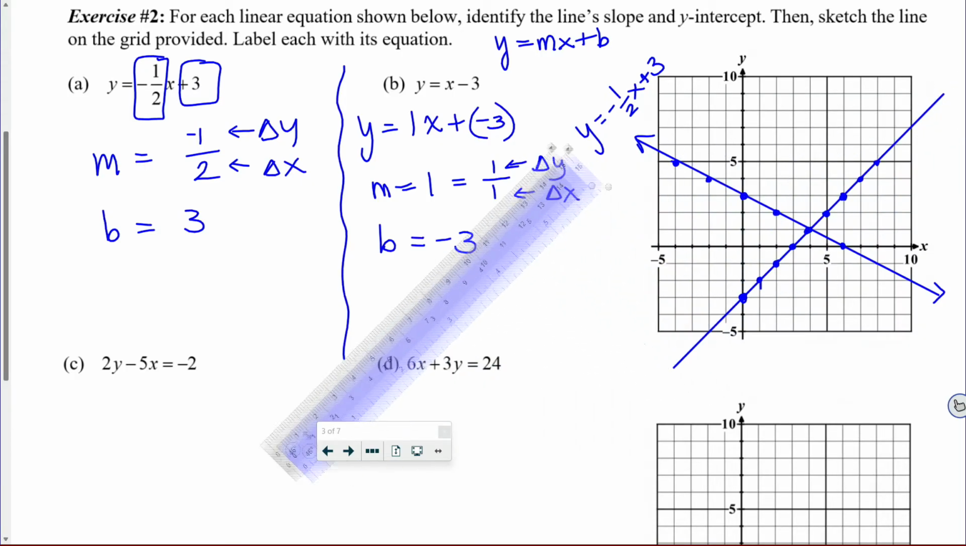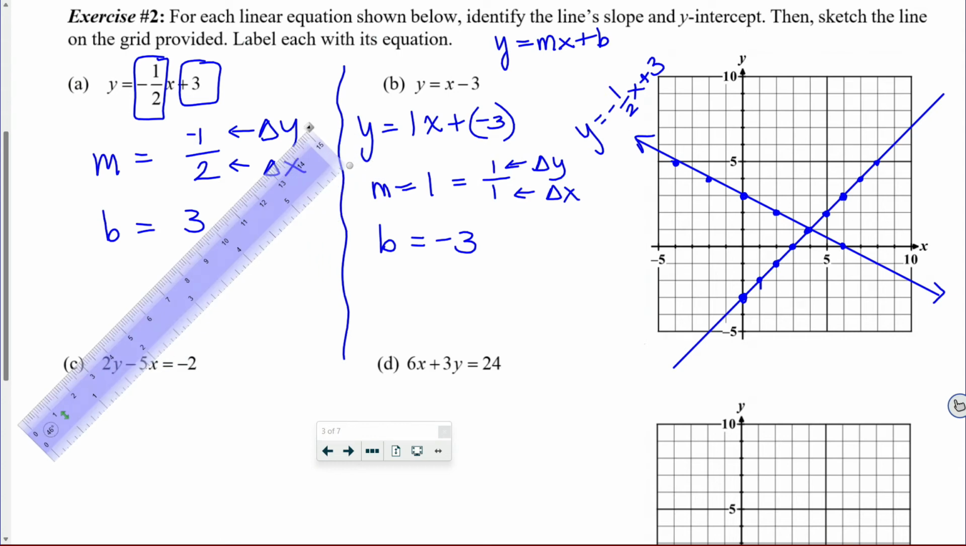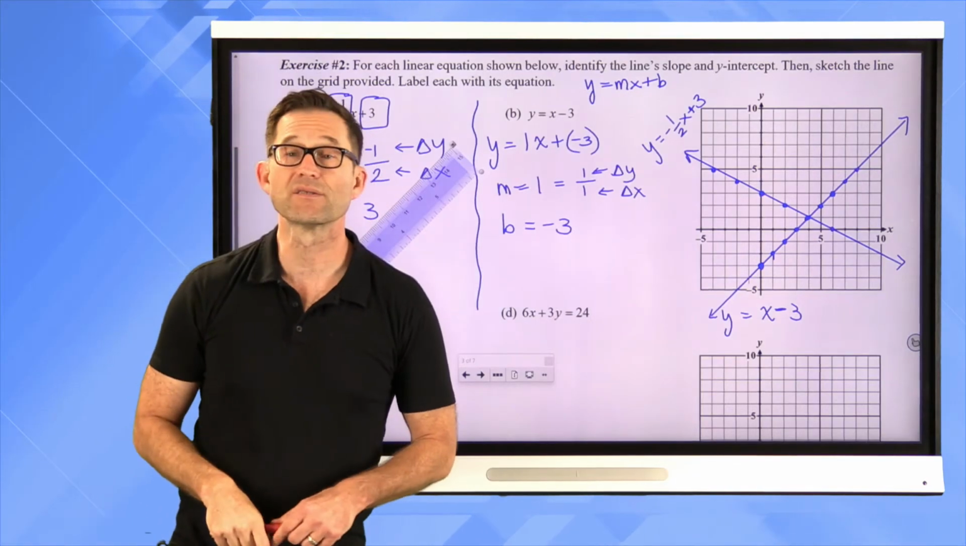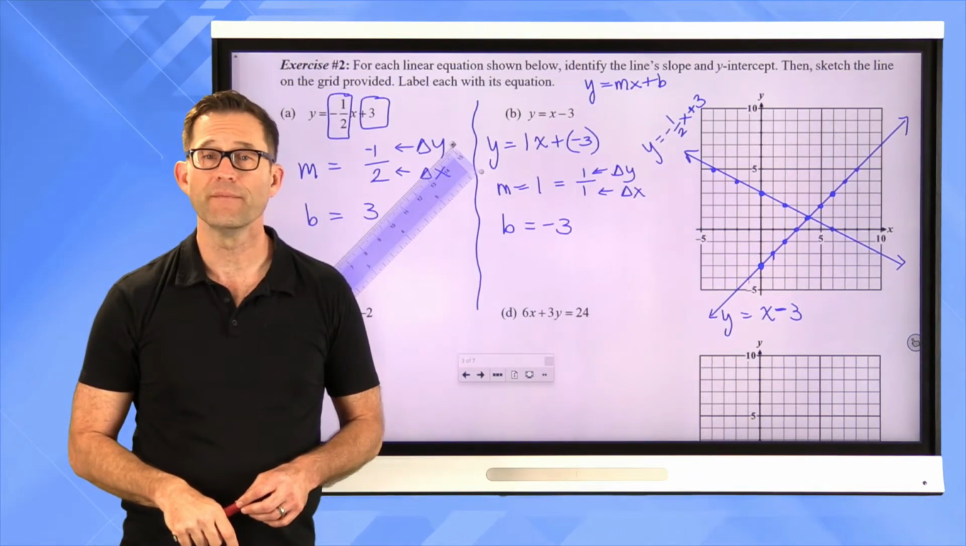And I know your graph's going to get really crowded after a while because you're going to have to put all 4 of these on a single graph grid. My apologies for that, but it's hard to give you more space. That's the line y equals x minus 3, okay?